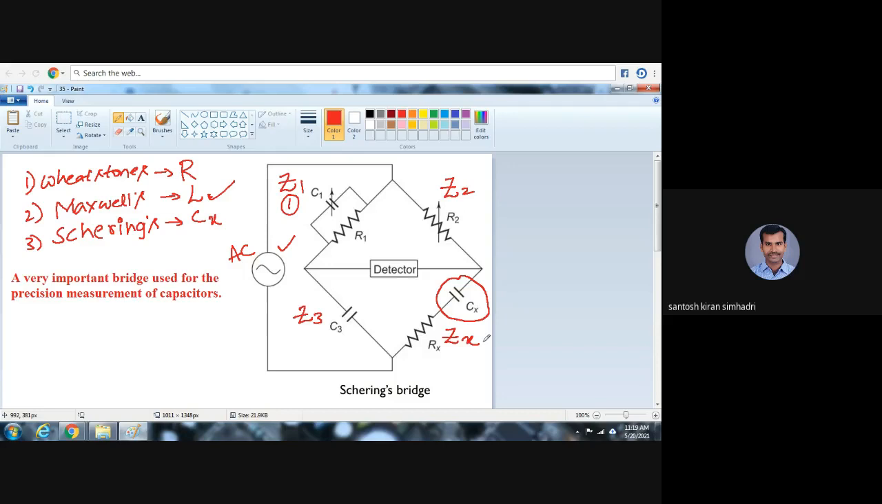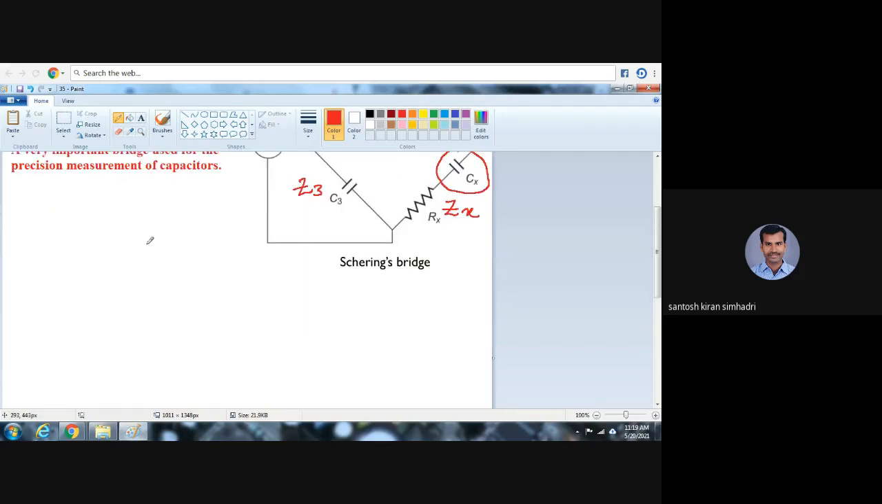Yes, please help me one by one. So what is the balanced bridge expression? I will note down here. Please verify whether I am correct or not. So Zx equal to Z2 into Z3 by Z1.